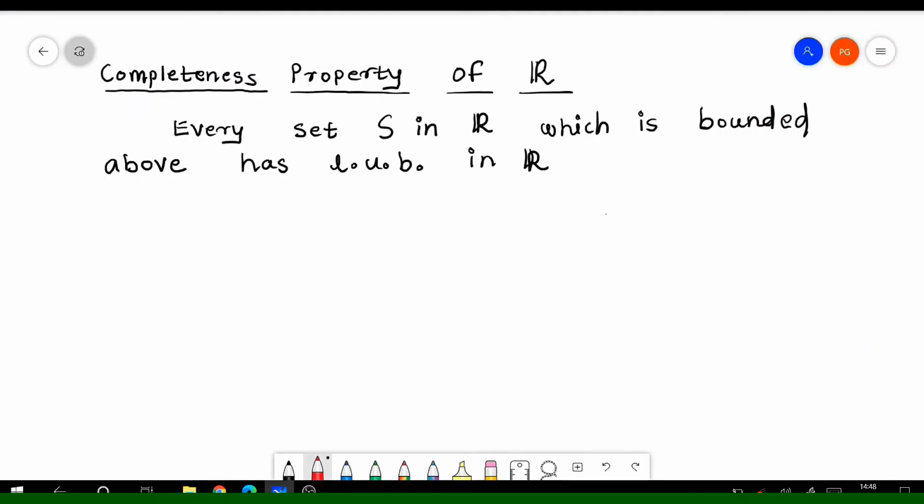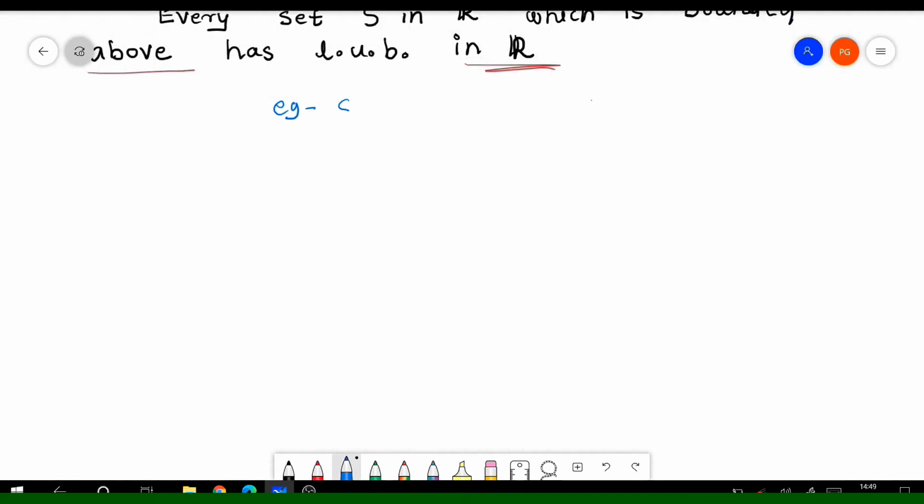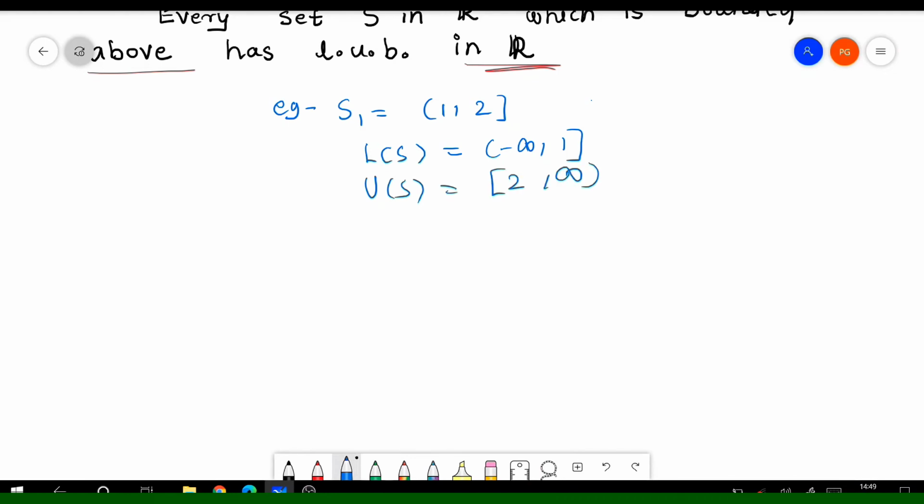Now that we have seen all other terms, let us understand what is the completeness property of R. It states every set S in R which is bounded above has a LUB in R. So for example, if you take S1 as 1 to 2, as we know from above, L of S will be minus infinity to 1 and U of S will be 2 to infinity.